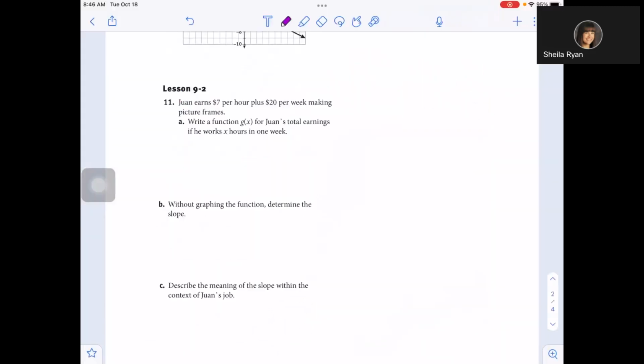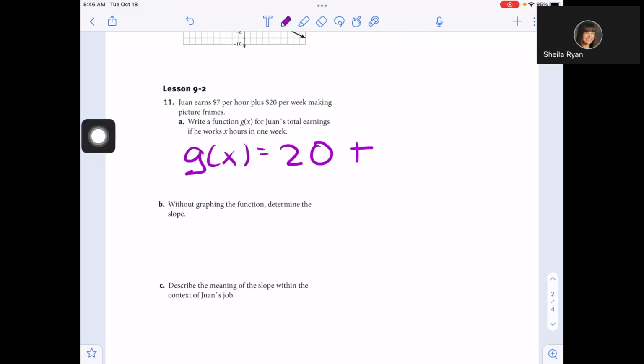He makes $7 per hour plus $20 per week making picture frames. Write a function g of x for his total earnings if he works x hours in 1 week. So g of x, he's getting $20 a week no matter what. He's also getting $7 per hour and he's working x hours. So that would be 7x. 1 hour is 7 times 1, 2 hours, 7 times 2, and so on.